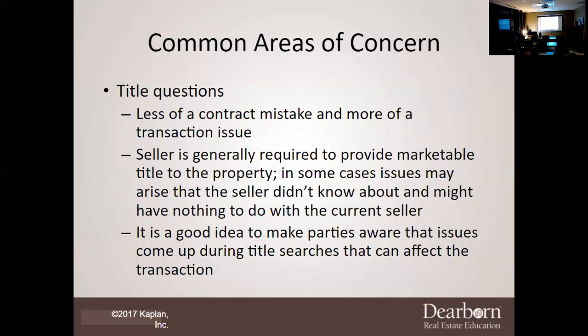In some cases, issues may arise that the seller didn't know about and might have nothing to do with the current seller. For example, the current seller may not have known that when they purchased the property from the previous owner, a mechanic's lien was put against the property. And they're going to sell the property, and the mechanic's lien was against the other owner. There could be an issue. It is a good idea to make parties aware that issues do come up during title searches that can affect the transaction.